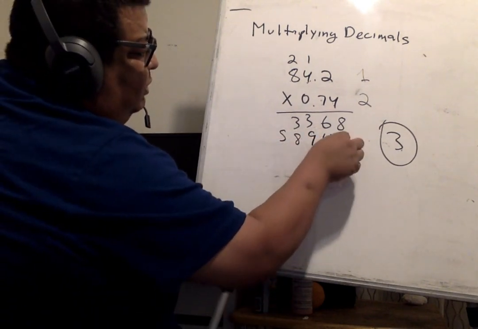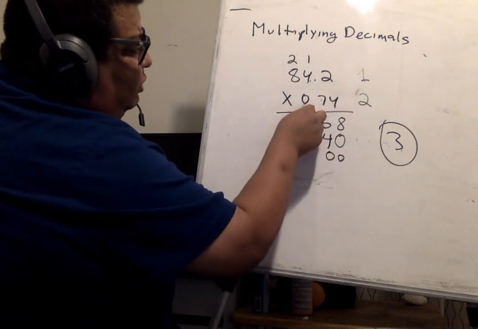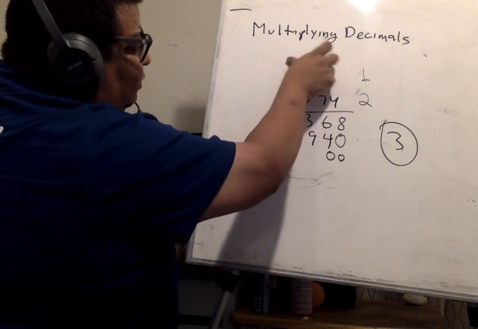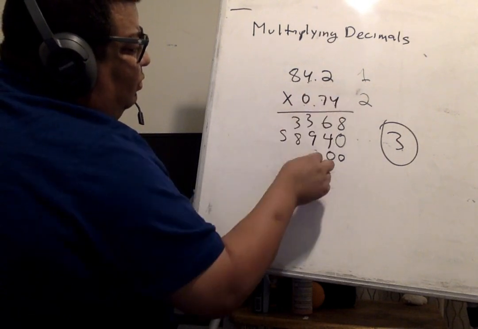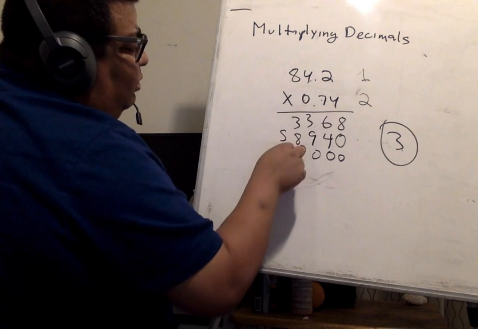Remember, we put a 0 because that's the second row. So the third row is going to have 2 zeros. And we start over. 0 times 2, 0. 0 times 4, 0. 0 times 8, 0.